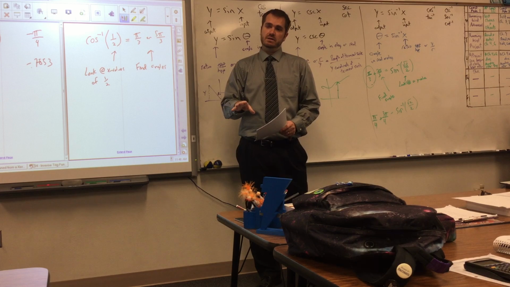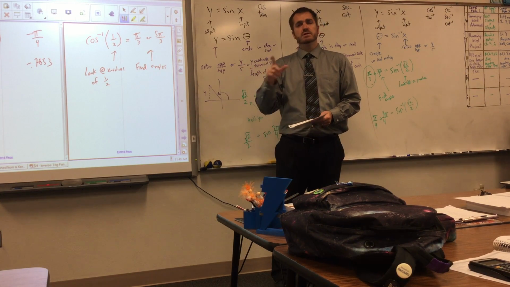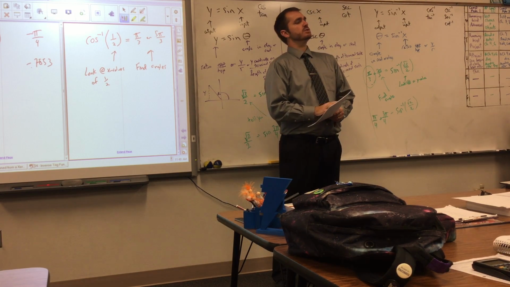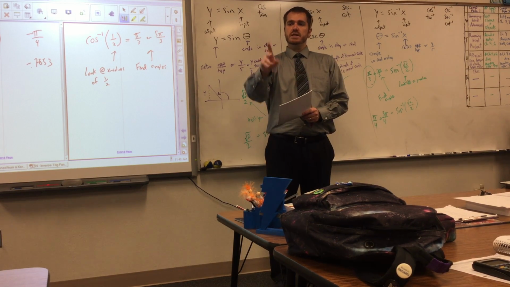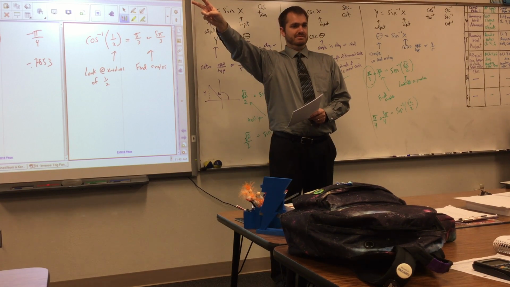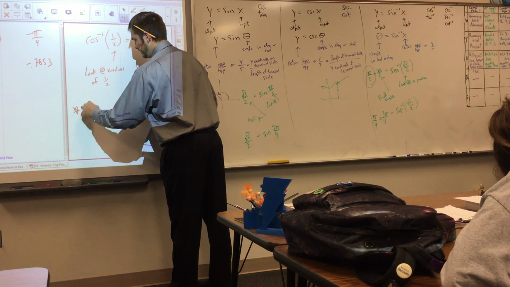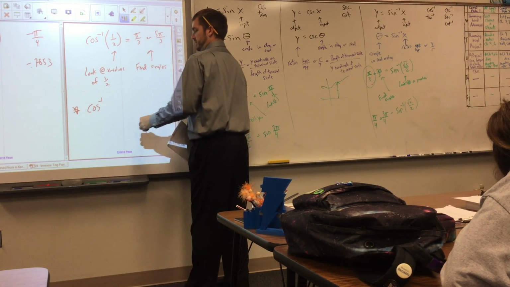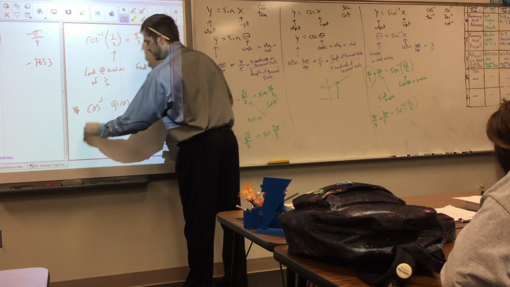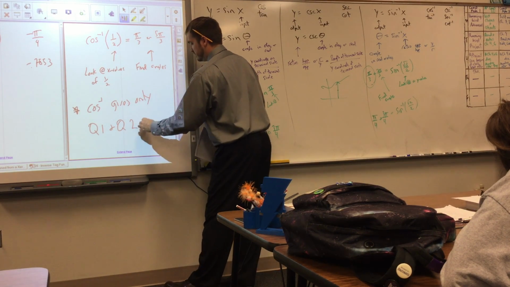With cosine, the mathematician said, yeah, that's kind of an issue. For cosine, we declare that inverse cosine shall only contain first and second quadrant answers. Okay? So inverse cosine gives only quadrant 1 and quadrant 2 answers.